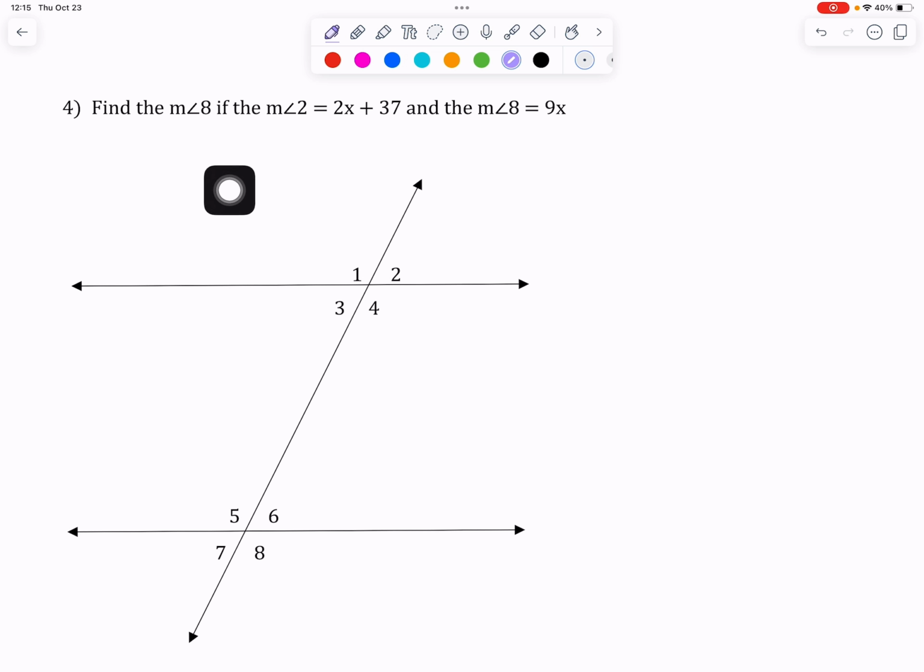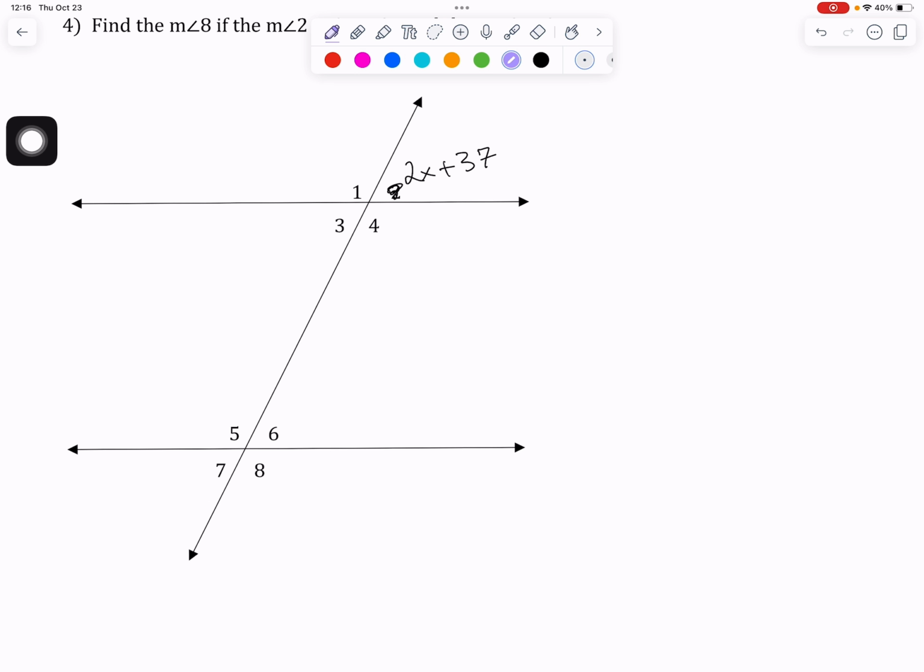What I want us to do is, let's go ahead and right next to the measurement of angle 2, let's put 2x plus 37. All right, let's get rid of this. Now, angle 8 is 9x. Go ahead and put that there and get rid of it. I did that in purple only because we're solving for that later.